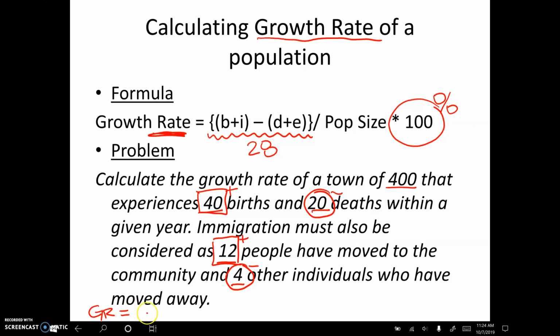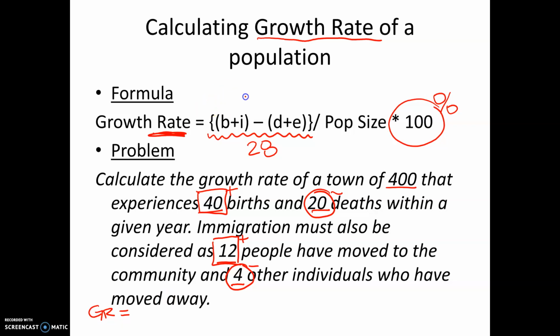All right, so remember that you're going to need to show this information right here. But for right now, just for expedience, we're going to say that we've already done that. So 28 divided by our population size, which is 400 people, times 100. So we're going to take this whole thing right here and multiply it by 100. So we can enter that into our calculator.